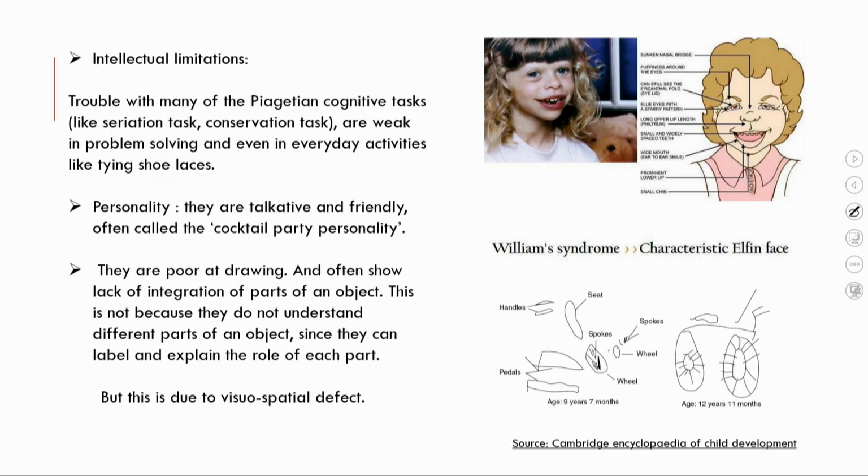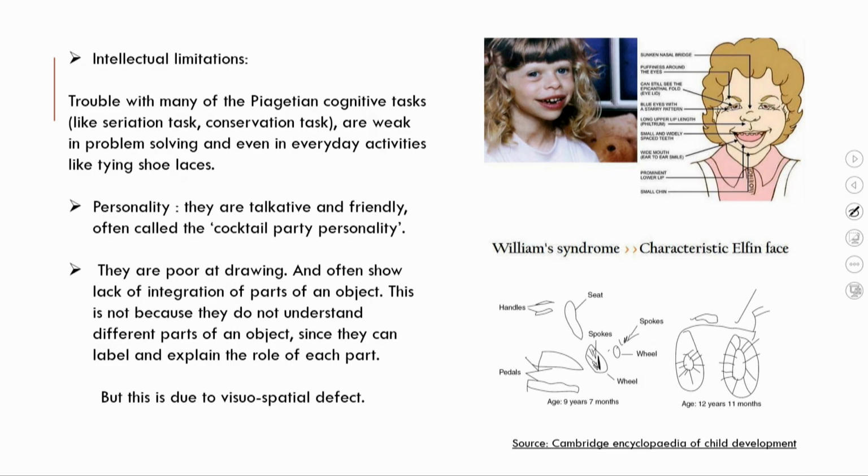Williams syndrome also comes with very serious intellectual limitations, trouble with many of the Piagetian cognitive tasks like the seriation task and the conservation task. We talked about the conservation task before. Seriation task is arranging things in an order. When every child is in the beginning of their education, they are taught to arrange things in an order, either ascending order, descending order, or various other kinds of seriation. So, this is called the seriation task. These children suffering from Williams syndrome will have serious problems with all these Piagetian tasks like seriation and conservation, are weak in problem solving, and even in some everyday activities they will struggle.